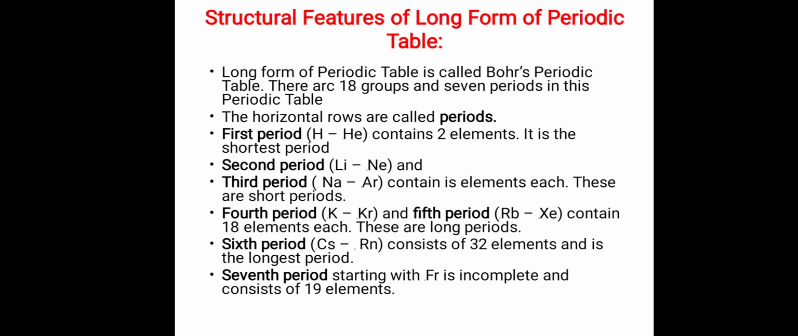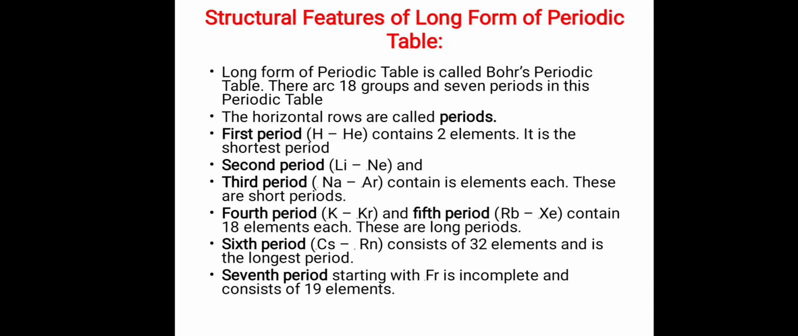Some structural features of the long form of the periodic table. The long form of the periodic table is called Bohr's periodic table. The horizontal rows are called periods and vertical columns are called groups. So it contains 7 periods and 18 groups. The first period, hydrogen to helium, contains 2 elements. It is the first and shortest period.